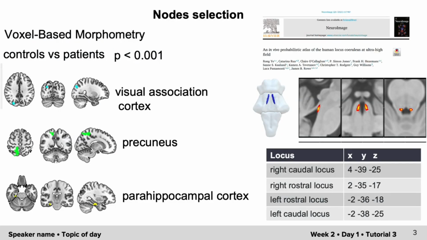And to build a DCM, we need to define the nodes. These were obtained from the VBM analysis. Another group was defined from the locus coeruleus mask. From the first group, we have here 3 different areas: the visual association cortex, the precuneus, and the parahippocampal cortex. These areas show a decrease in comparison between controls versus patients.